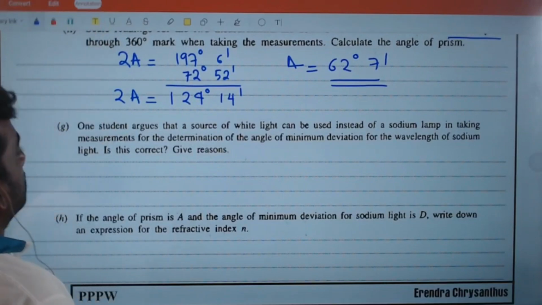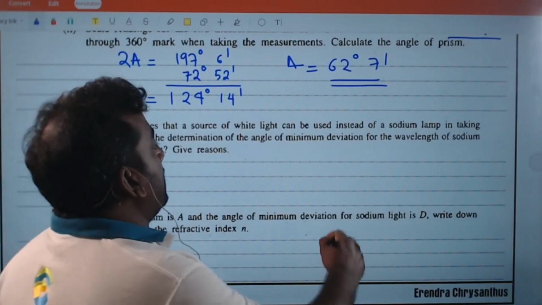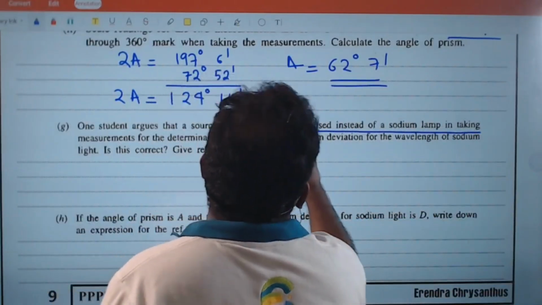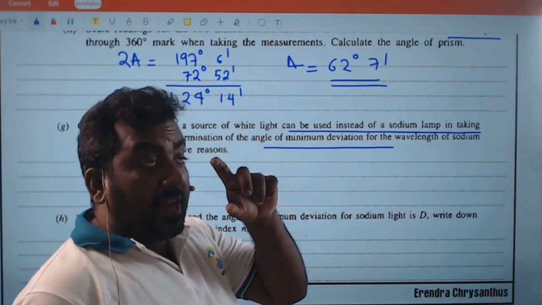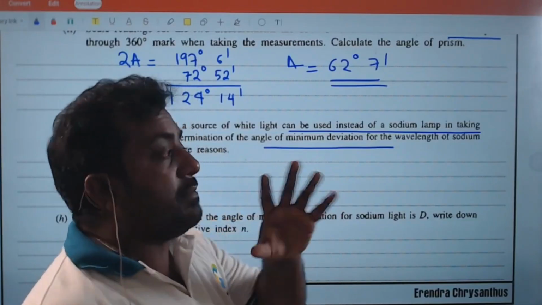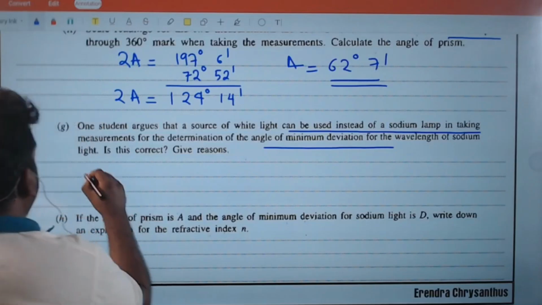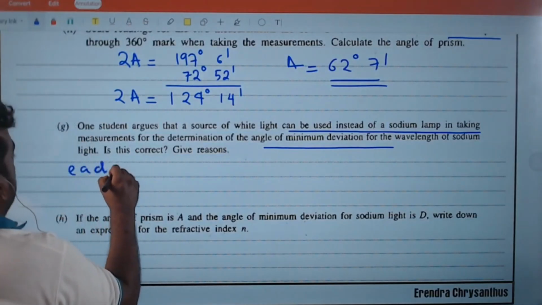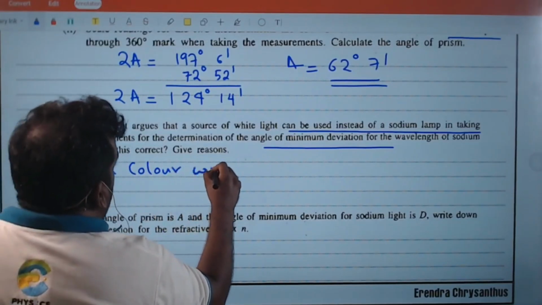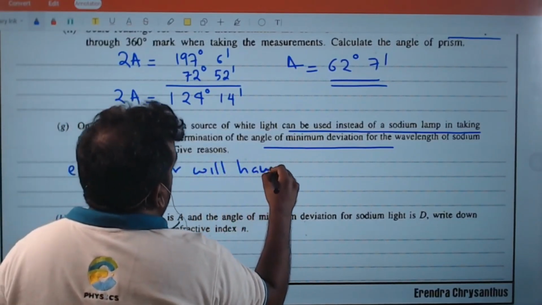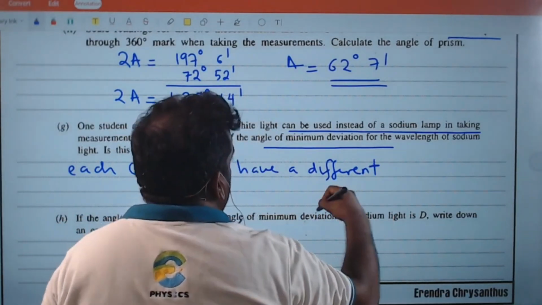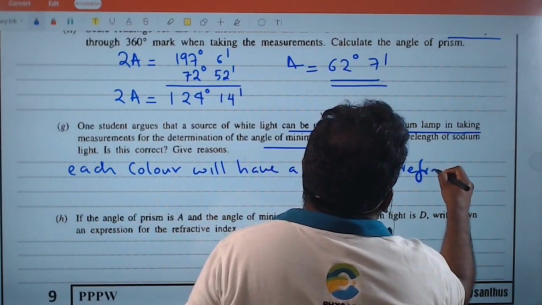One student argues that the source of white light can be used instead of the sodium lamp in taking the measurements of minimum deviation. We can use white light to find the prism angle, but we can't use white light to find the minimum deviation. The reason is what? Each color will have a different refractive index.